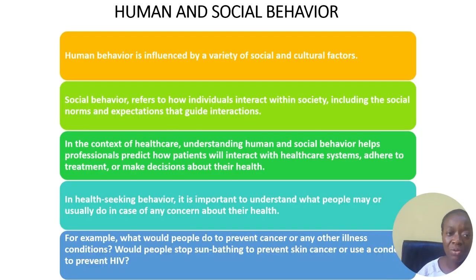Then we have human and social behavior. Every human behavior, according to sociologists, is influenced by a variety of social and cultural factors. So social behavior refers to how the individual interacts with the society, social norms, interactions, and the likes. And in the context of healthcare, understanding human and social behavior helps health professionals to predict how patients will interact with the healthcare system, whether they will adhere to their treatment schedule, or the decisions they will make about their health.